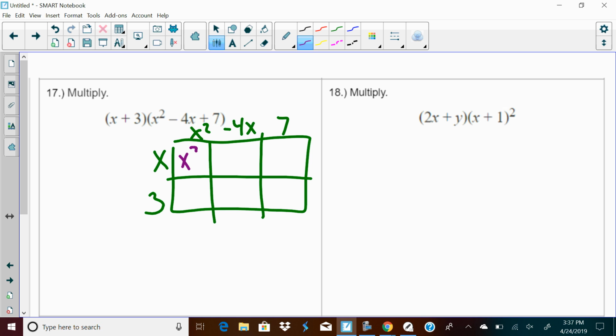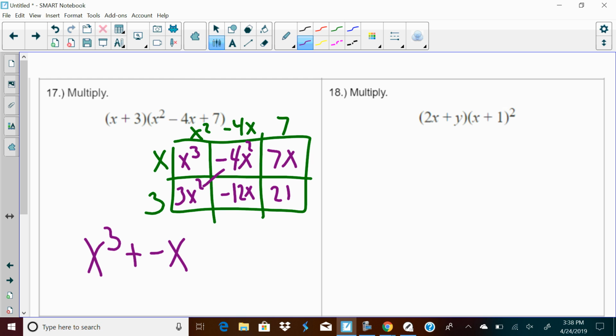So I get x cubed, negative 4x squared, 7x, 3x squared, negative 12x, and 21. So my final answer is x cubed. These two added together equal x squared, negative x squared, negative 5x plus 21.